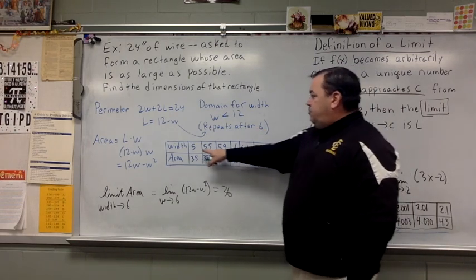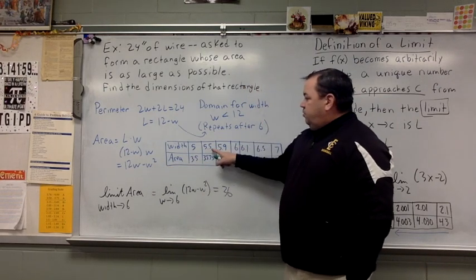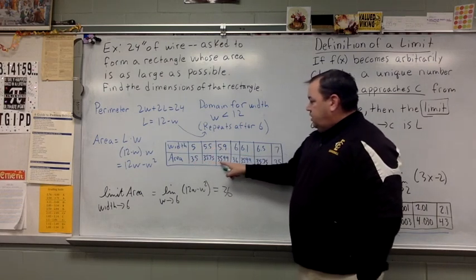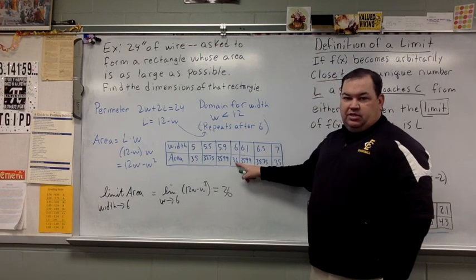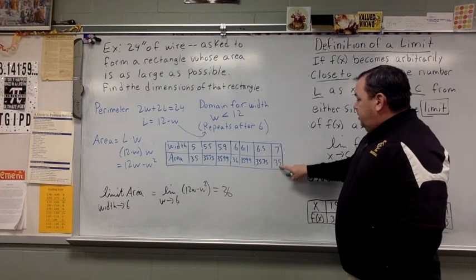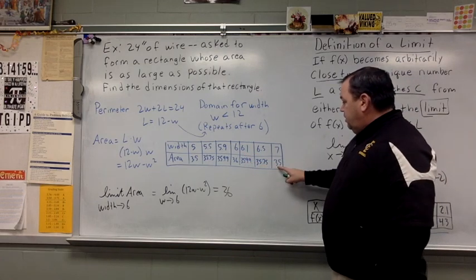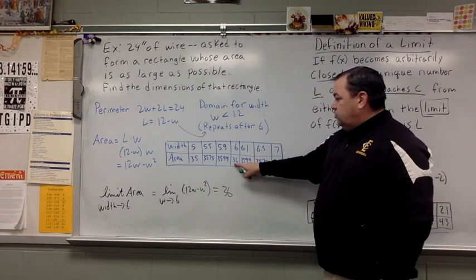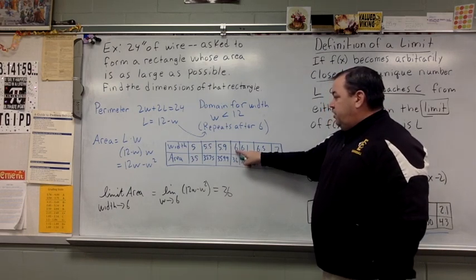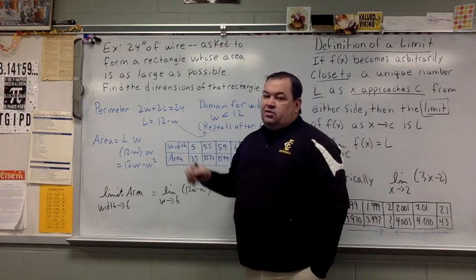What I did is pick some things smaller than 6, so I plugged a 5 into my formula, then 5.5, then 5.9, and you'll notice that these numbers keep getting closer to 36. On the other side, if I go bigger and plug in a 7, 6.5, 6.1, these numbers are also getting closer to 36. So 36 must be the maximum area, and I get that when I choose a width of 6. That means my length is also 6.